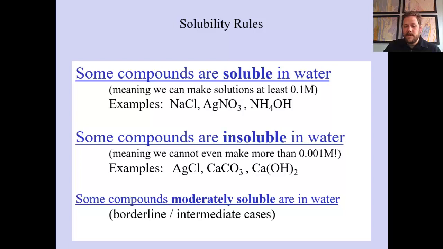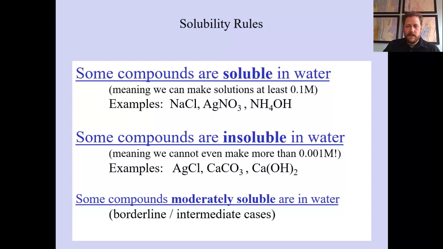Some compounds are insoluble in water, meaning we can't even make solutions that are more than 0.001 molar. Examples would be silver chloride, calcium carbonate, which is chalk, or calcium hydroxide. In cases where an ionic compound is insoluble in water, the ionic bond is too strong to be disrupted by the ion-dipole interactions between its ions and water.